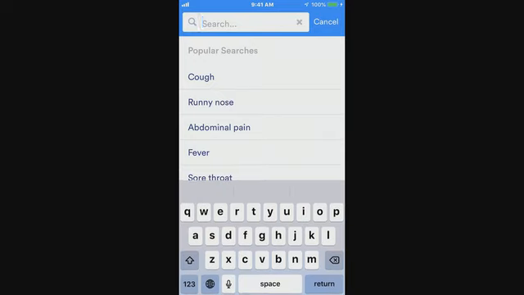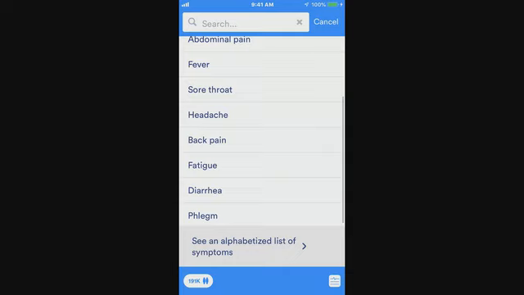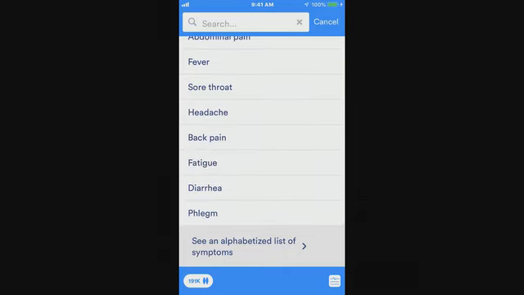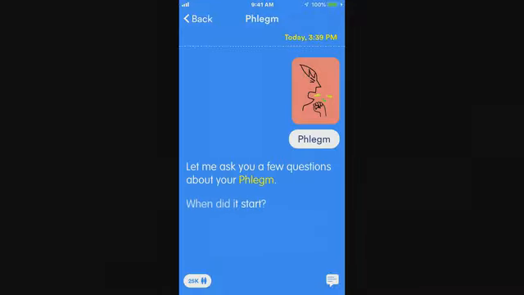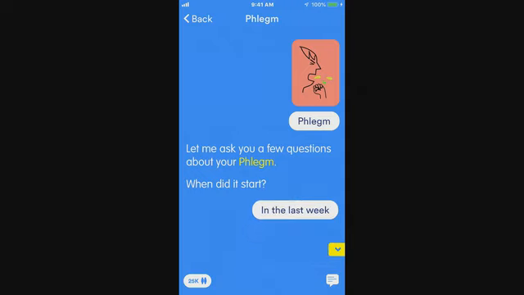So type in how you're feeling today. Should we have a cough, a runny nose, abdominal pain, fever, sore throat, headache, back pain, fatigue, diarrhea, or phlegm? Phlegm? Phlegm is the winner? Phlegm is like coughing up crap in your throat. Luckily they visualize it. Right. So tell me about your phlegm. When did it start? Last week? Okay.